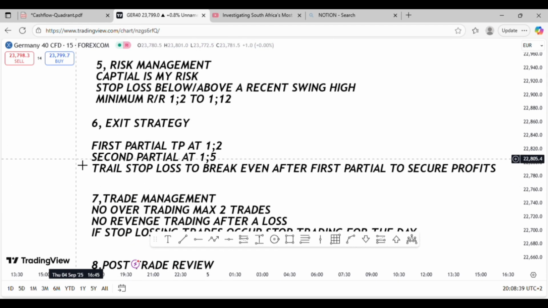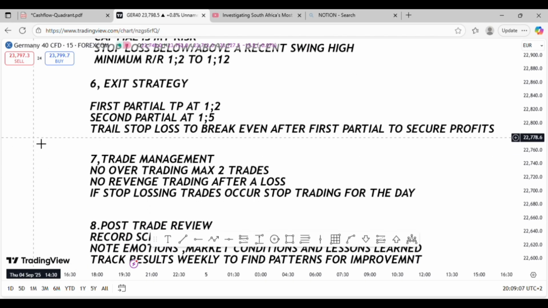So number 6, we have exit strategy. Exit strategy is simply knowing when you'll be exiting a certain trade. Let's say you enter a trade on Nasdaq and then it went about 1:2. You simply take your partials if you do, or if you don't, just put your stop loss at break even. Then your second partials can be at 1:5, and then just put your stop loss at break even, guys, after each and every partial for you to just secure your profits and protect your capital.